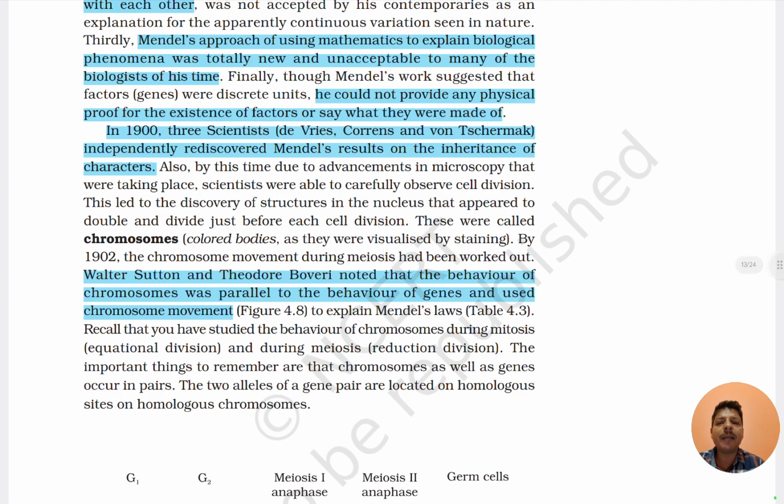And by that time, because of advances in microscopy, they could easily identify cell division and how chromosomes are transferred, and chromosomes were named. By 1902, chromosome movement during meiosis had been worked out. Walter Sutton and Theodor Boveri noted that the behavior of chromosomes was parallel to the behavior of genes and used chromosome movement to explain Mendel's laws.